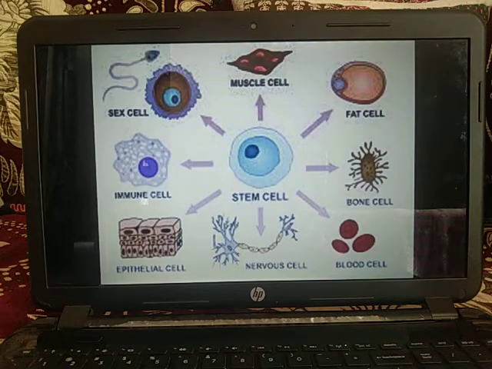The avian eggs are the largest. Hen egg is 60 into 45 millimeter with a volume of 5 into 10 to the power 13 micrometer cubed, while the egg of the ostrich is 170 into 150 millimeter with a volume of 1.1 into 10 to the power 15 micrometer cubed.